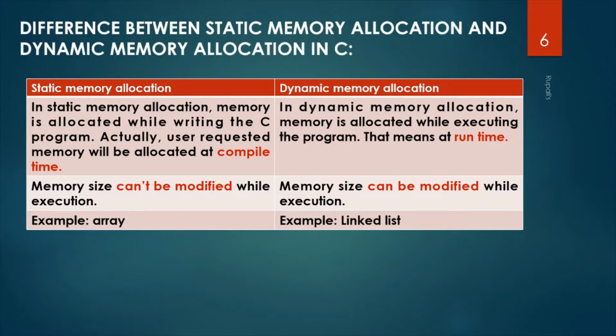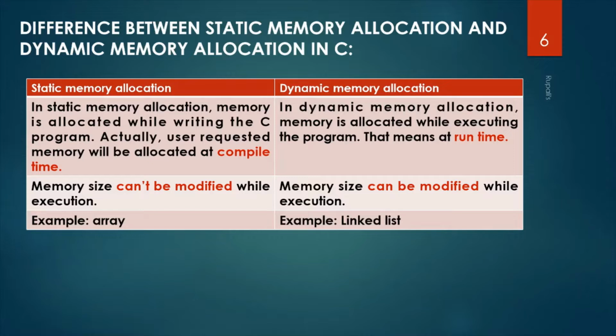Now, the difference between static memory allocation and dynamic memory allocation. In case of static memory allocation, memory is allocated while writing the C program. That is, the user requested memory will be allocated at the time of compilation. In case of dynamic memory allocation, memory is allocated during the execution of the program. That is, at the time of run.